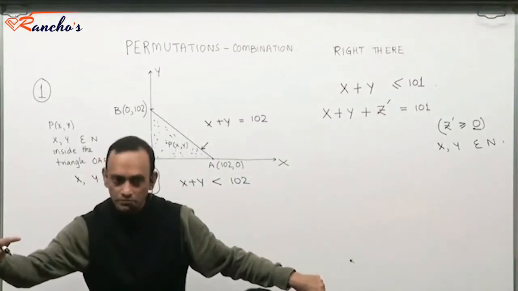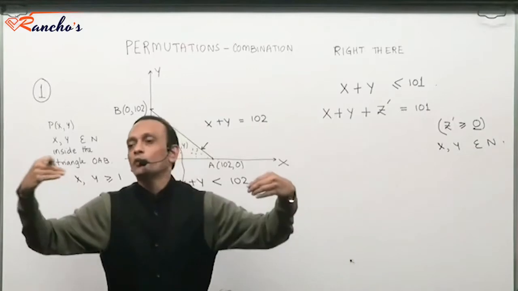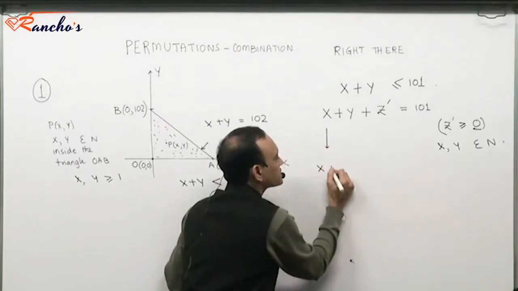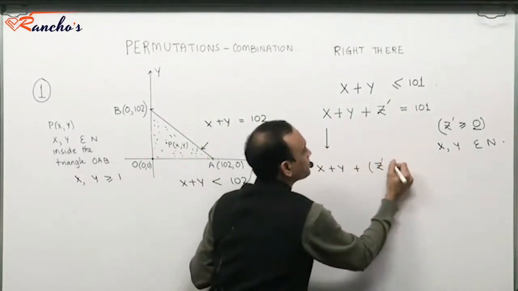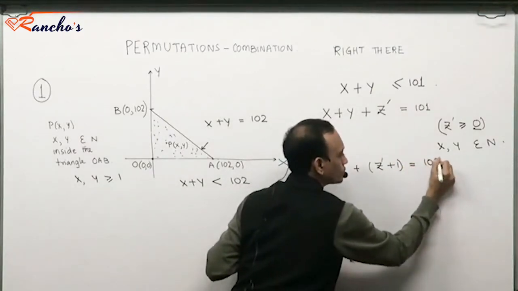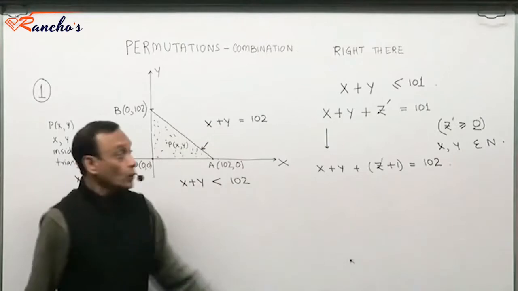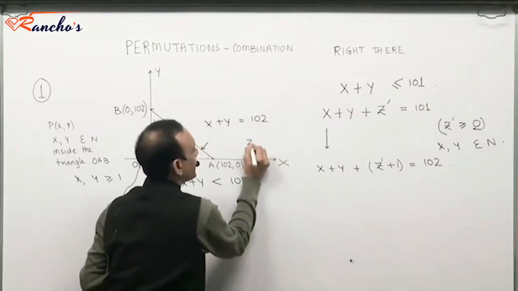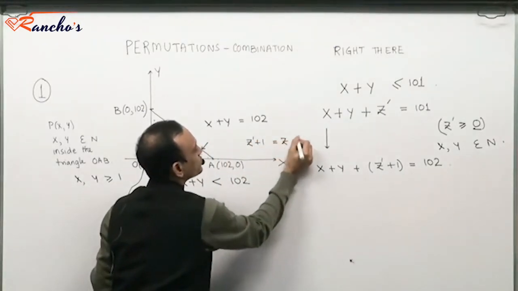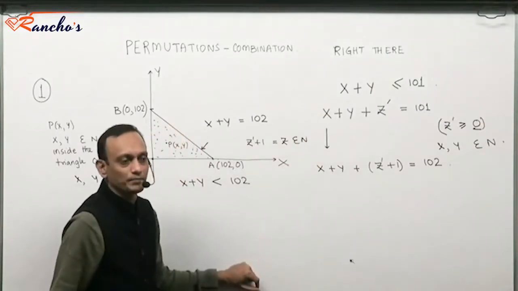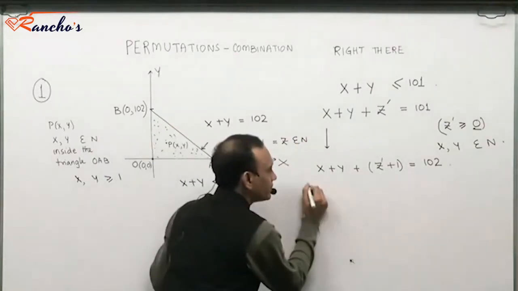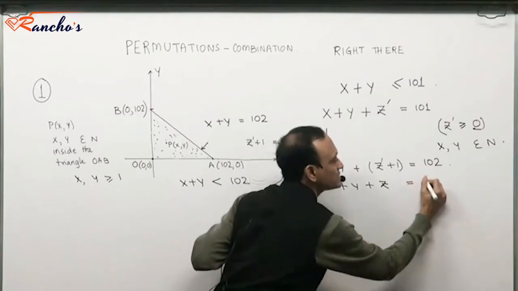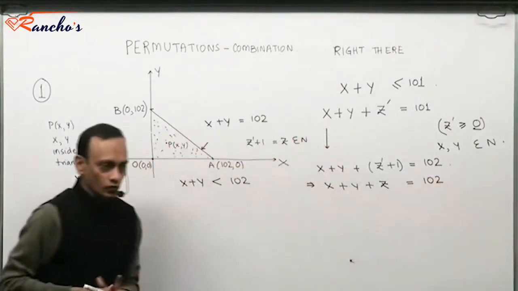It will become a natural number, right? So I convert this entire equation into variables involving only natural numbers. So I write this equation as x plus y plus z prime plus 1 equal to 102, adding 1 to both sides, where now z prime plus 1 is a natural number. So this z prime plus 1, I call as z, which would be a natural number. If z prime is a whole number, z prime plus 1 will be a natural number. So then I want the number of natural number solutions to this equation, where z prime plus 1 I refer to as z. Yes or no?